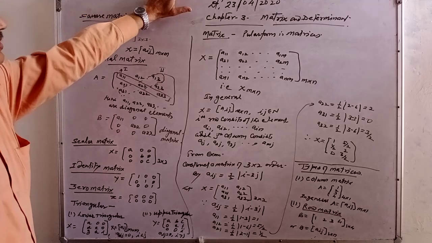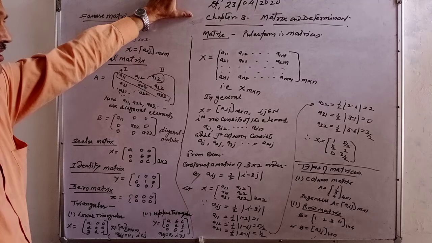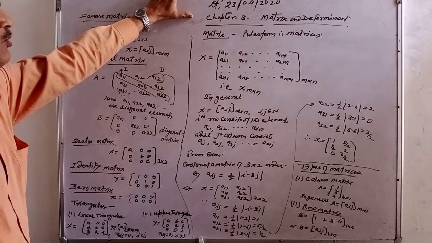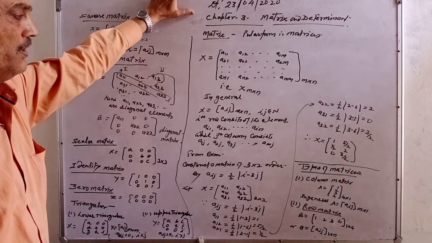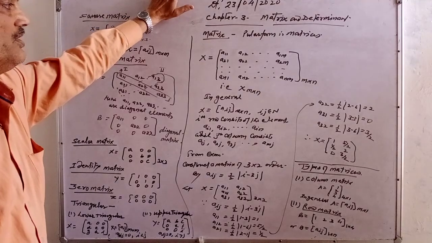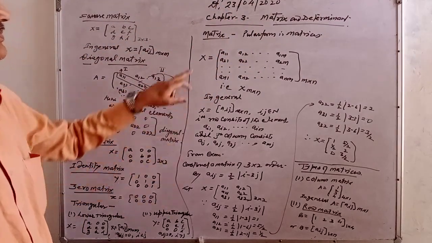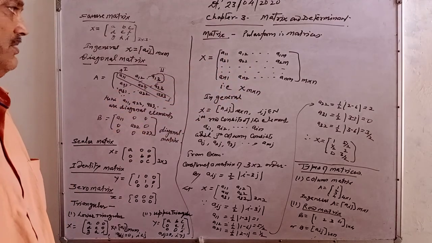Dear student, today I am going to teach the third chapter, that is matrix and determinant. First, we have to know about the matrix. What is a matrix? It is simply an arrangement of numbers or functions which are arranged in rows and columns. Means elements are written in rows and columns.